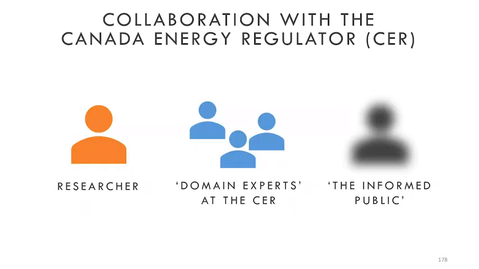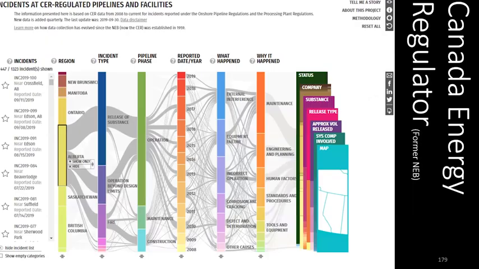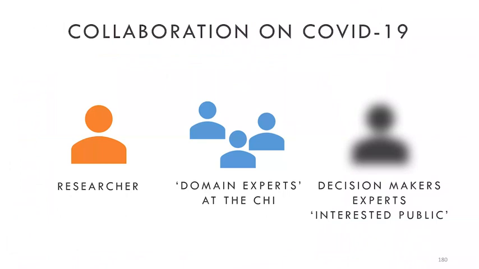I've also done some work on thinking about how to communicate data to the public with the Canadian Energy Regulator, which turned out, as of now, five different visualization products. So this is an example of thinking about not just domain experts at the Canada Energy Regulator, but also how do we communicate data about energy and pipelines in Canada to the public. This example is about incidents happening on CER regulated pipelines that we created for them. So that's trying to span out some of the point work that I've done in these different quadrants of the CSCW matrix.